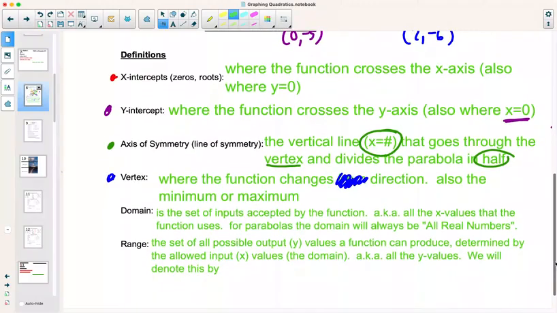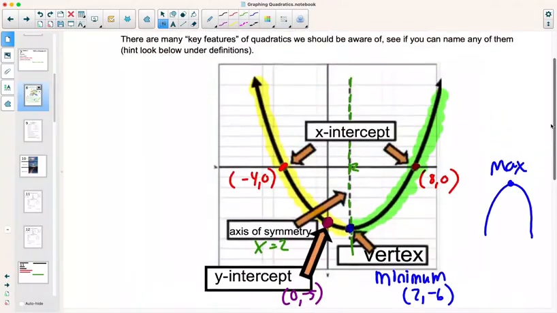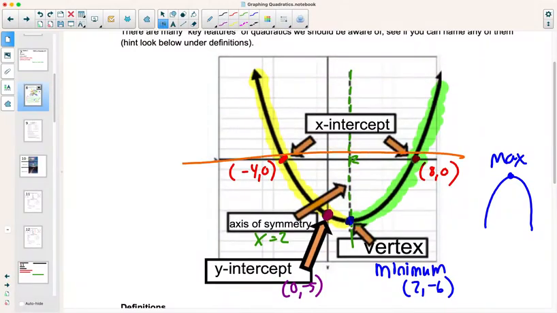Okay, domain here. The definition might sound kind of weird, but it's not really that hard. It is the set of inputs, that means the x value is the input, accepted by the function. I mean, they work for the function, aka all the x values that the function uses. For parabolas, the domain will always be all real numbers. In case you're wondering what, how, why? It's the x values. Remember, this is the x-axis. You've known that for a long time, okay?